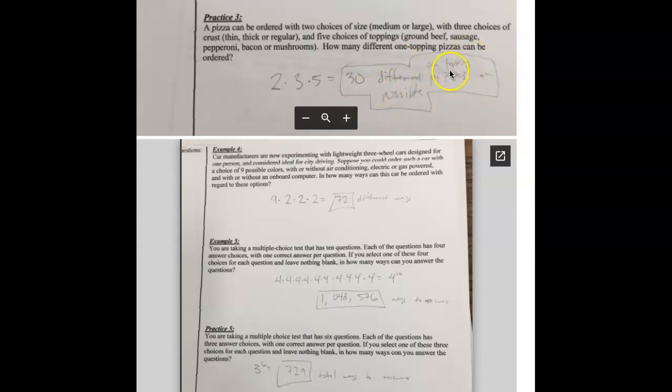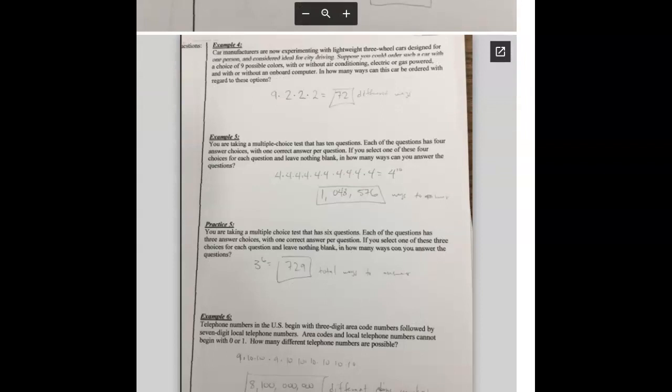It might be a medium thin crust pepperoni or a large thick crust sausage, you know? Again, we were given specific parameters that it's a one topping pizza. So moving right along, guys, I'm going to look at these problems again. Like I said, just try to gloss over them.